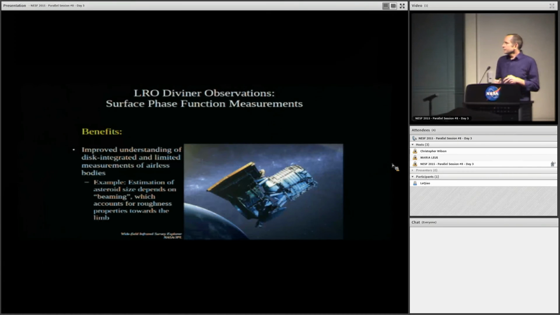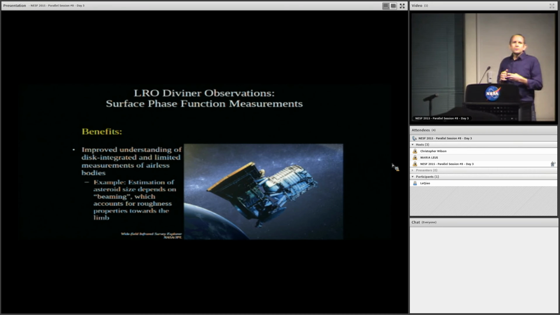But there's kind of more wide-ranging applications too. For example, this will give us some improved understanding of disk-integrated and limited measurements of airless bodies. So I'm showing an artist's conception of the WISE spacecraft. I guess it's the NEO-WISE now.